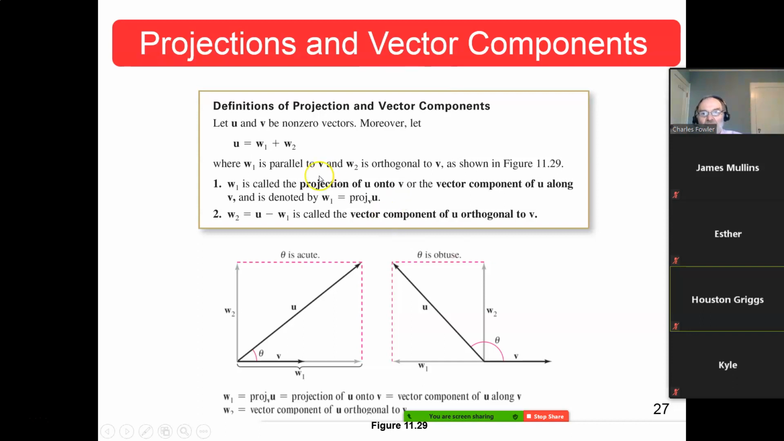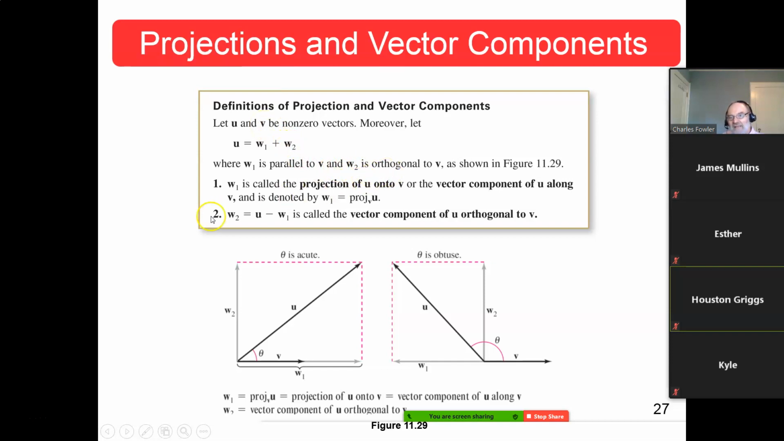Let U and V be non-zero vectors. Moreover, let U equal W1 plus W2. Whatever that is, those are two components of your U vector. We don't know with respect to what; it could be a ramp or whatever. W1 is parallel to this vector V, and W2 is orthogonal to V. So U and V are two non-zero vectors, and U is broken into components. One of those components is parallel to V, one is perpendicular to V.